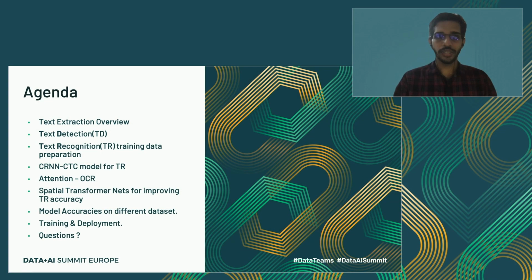So this is how the agenda looks. Initially I'll give an overview of text extraction. Later I'll talk about text detection techniques and then go to the text recognition train data preparation task. Later, I'll talk about different models for text recognition, to start with the CNN CTC model, then the attention-based model. Then I'll cover spatial transformation networks, which are for improving the text recognition accuracy when there is arbitrary shape text or curved text.